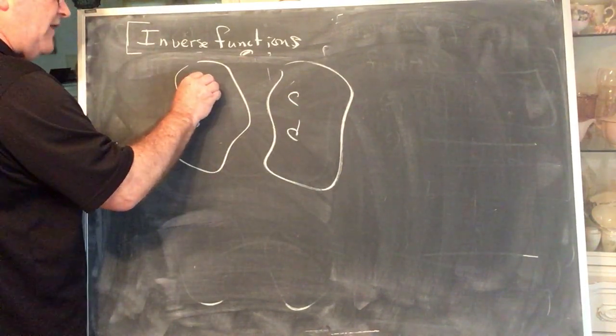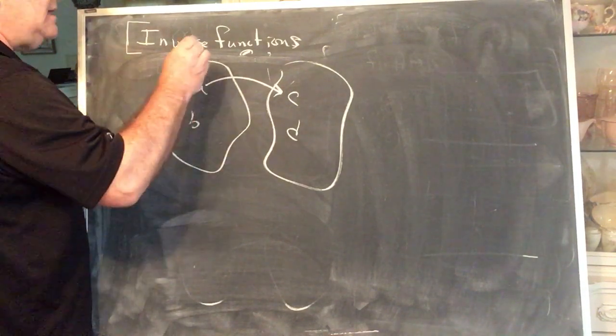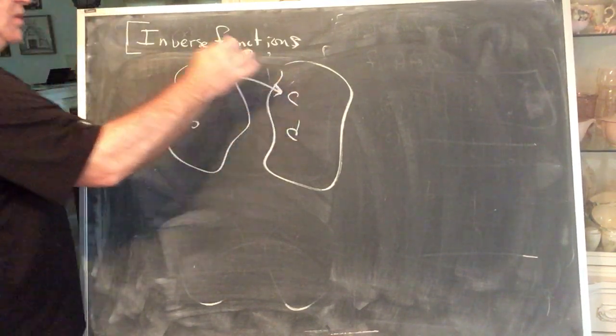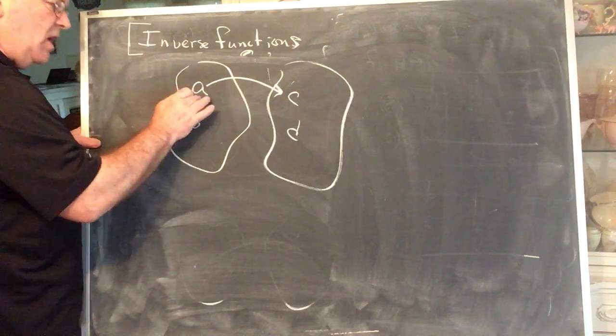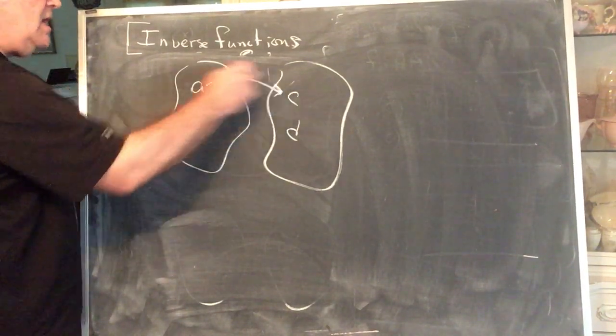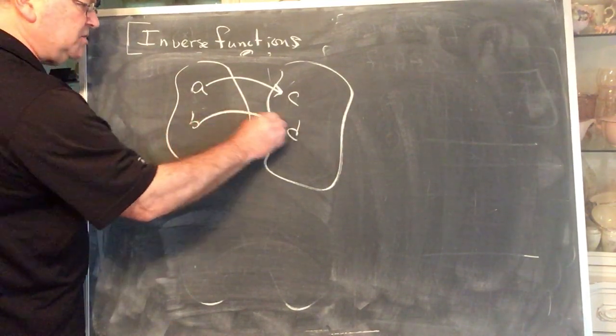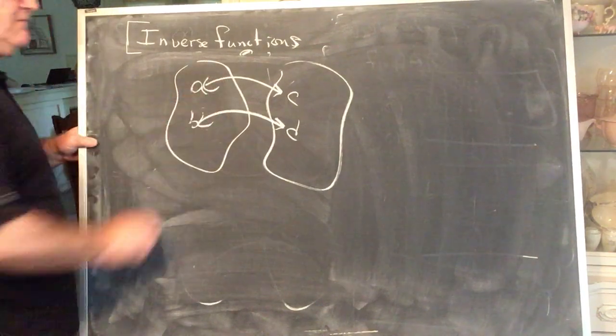Each domain value goes to exactly one range value, and each range value corresponds to exactly one domain value. One here goes to one here. You can't have two values going to one. You can't have one value going to two. One value in the domain goes to one value in the range, and vice versa.